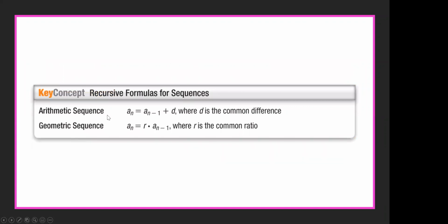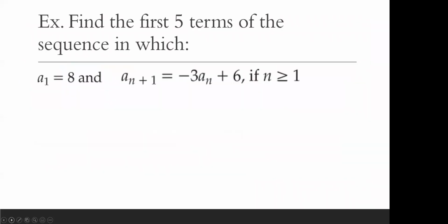So we have the recursive formulas for sequences. That's for an arithmetic sequence, and then a geometric sequence. And r is the common ratio, and for the arithmetic, the d is the common difference.